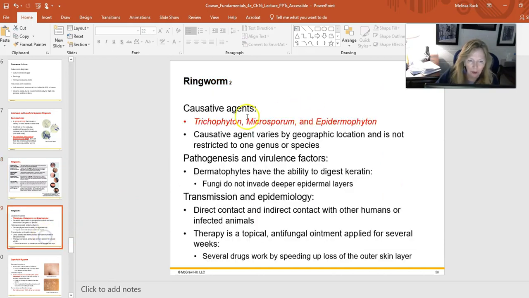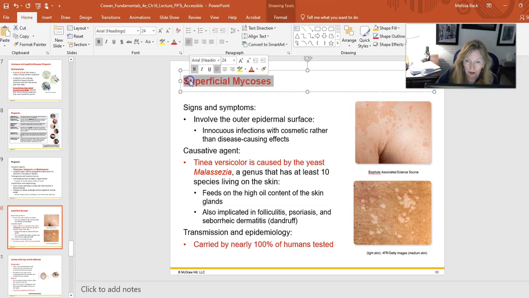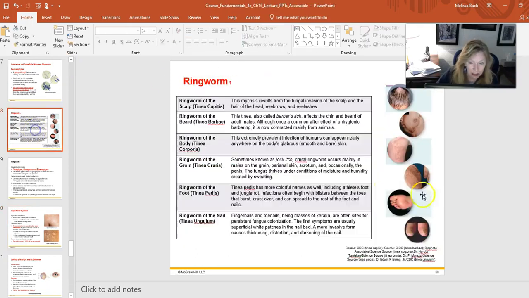So instead of worrying so much about getting a definitive diagnosis with a fungal culture, they can sometimes just do the treatments and then see how that goes. So, superficial mycosis. Superficial meaning that it's not the deep tinea infections you're seeing here.